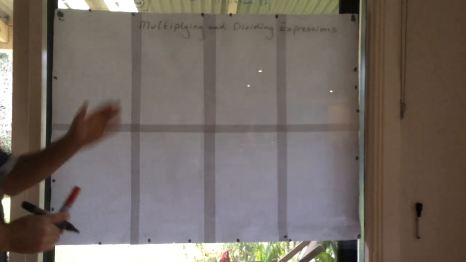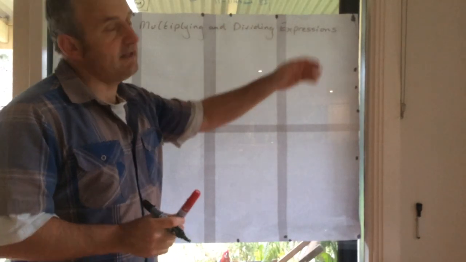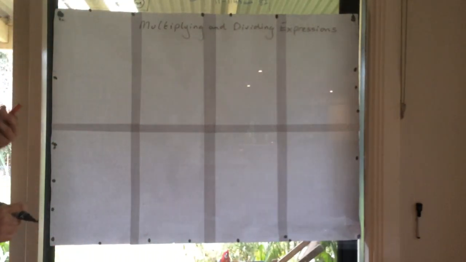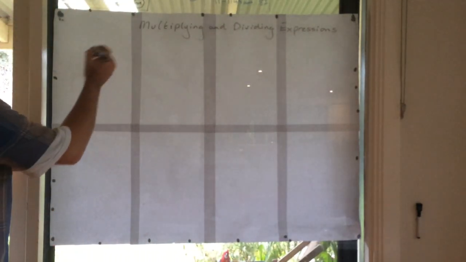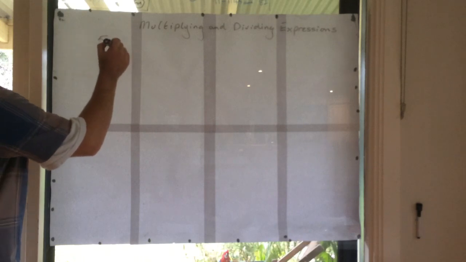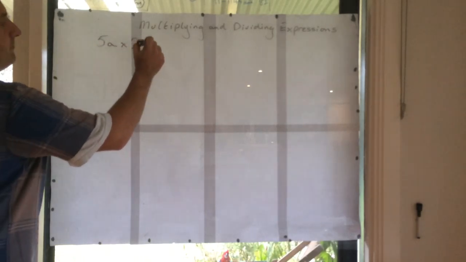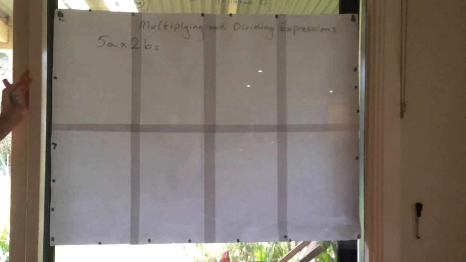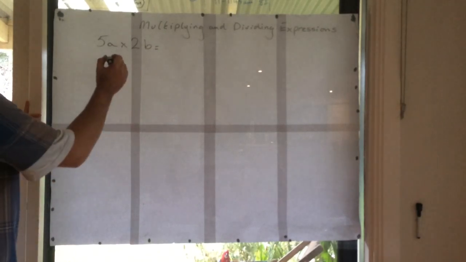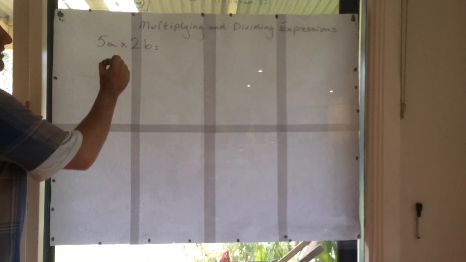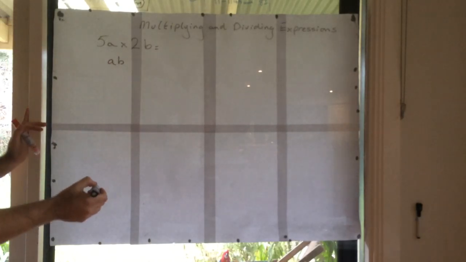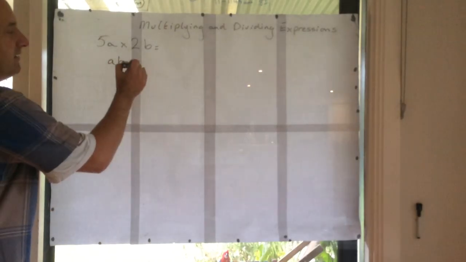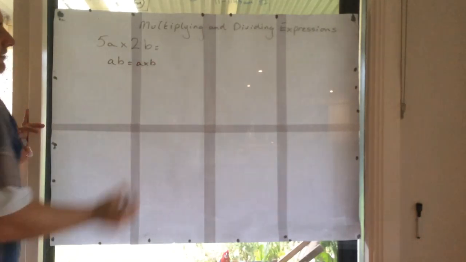Okay, so we're going to do some multiplying and dividing expressions. So if, say for example, I gave you something like this, 5a times 2b. What is 5a times 2b? Well, if I just go back and say, what does ab actually mean? ab means a times b.